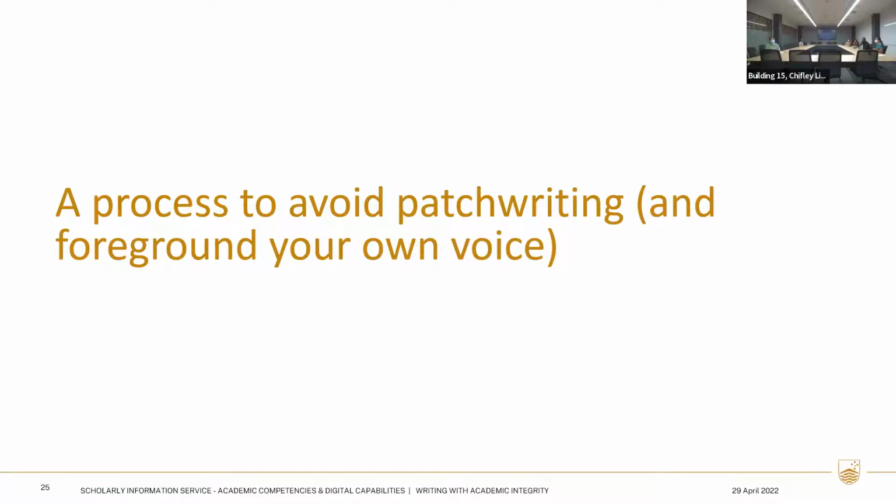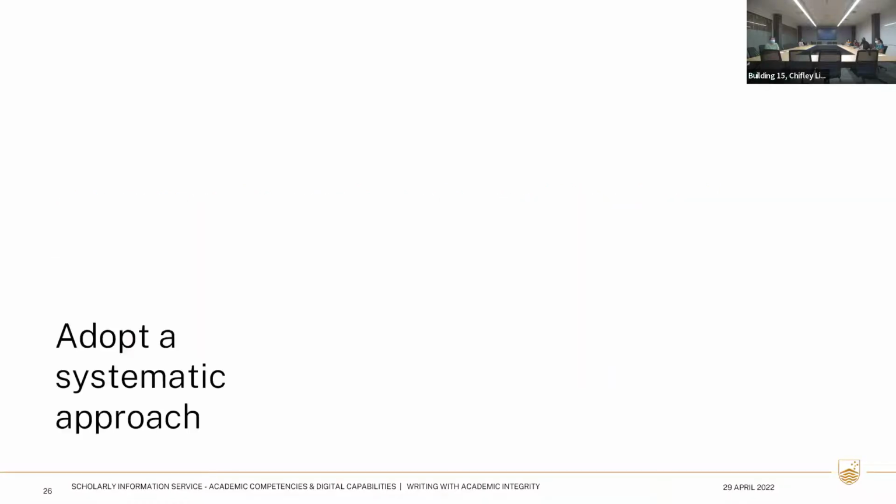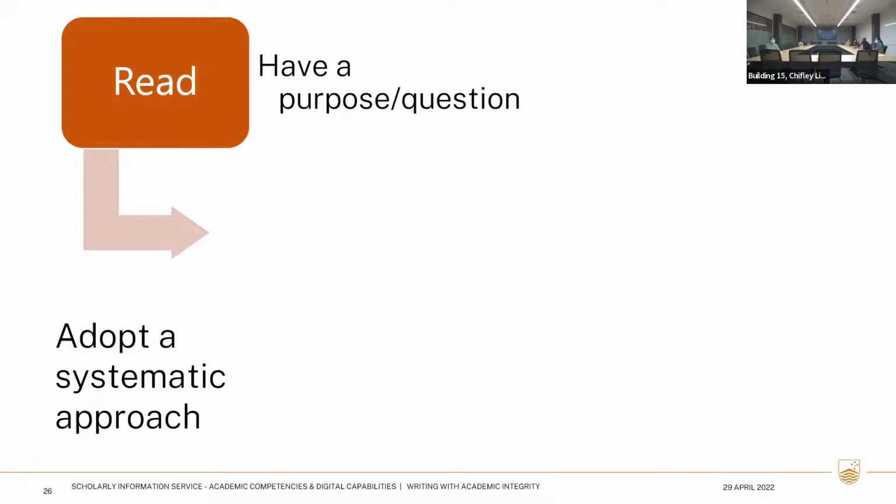So let's take a moment to have a look at a process that we can use to avoid engaging in patch writing ourselves. And really what it comes down to is adopting a systematic approach to our note-taking. So in the first instance, we need to read the material, read the literature, and we should be reading with a purpose. So we should know what type of information we are trying to extract. What is the particular question that we're researching about? Why are we actually engaging with this literature?